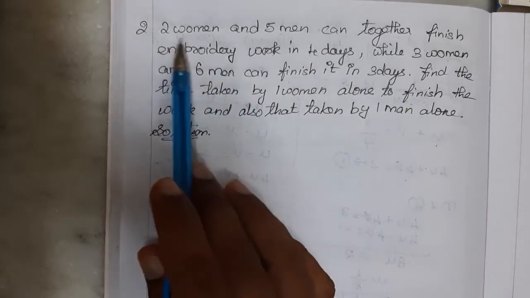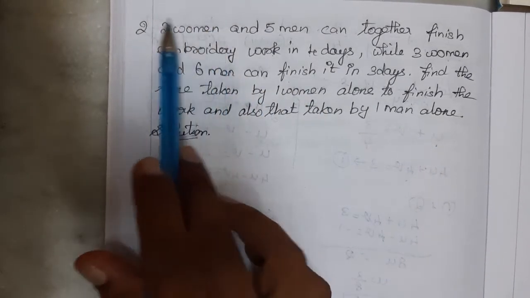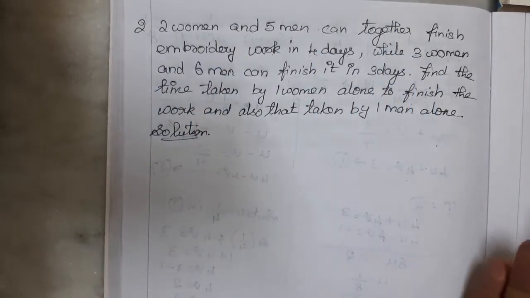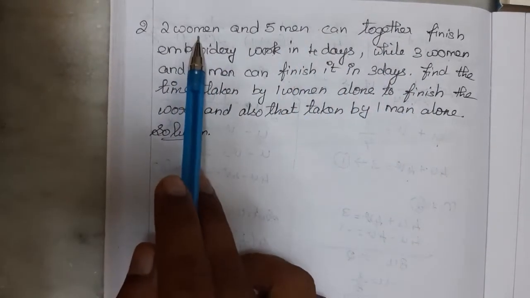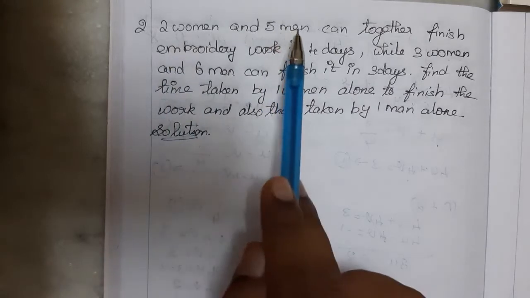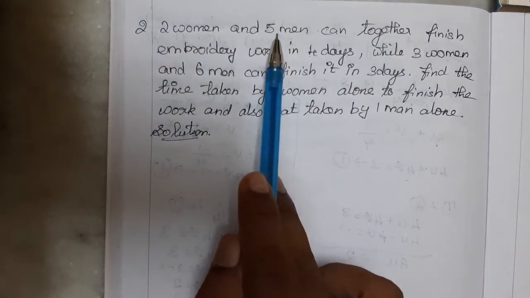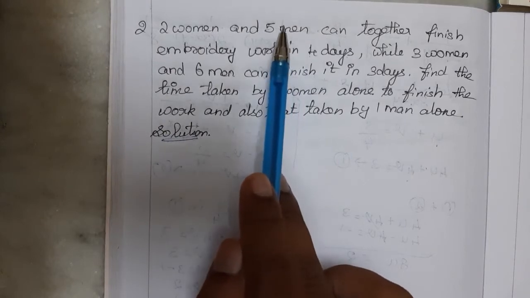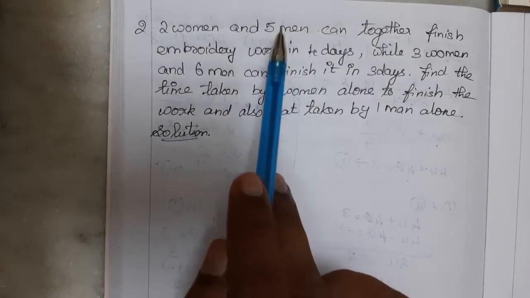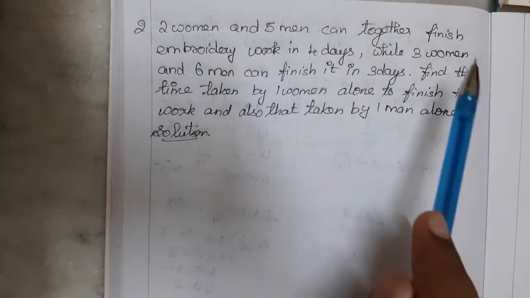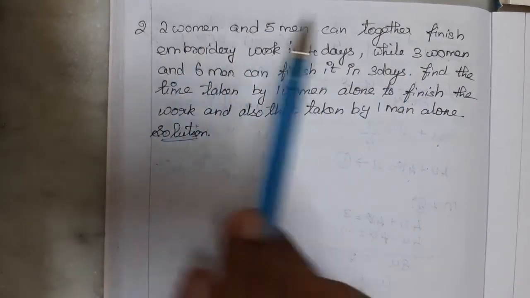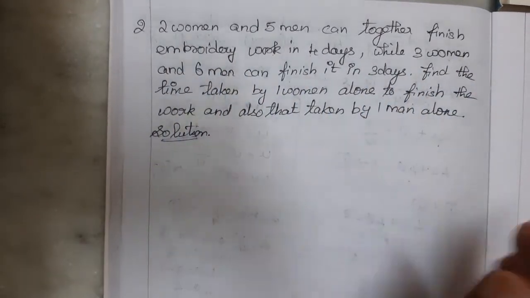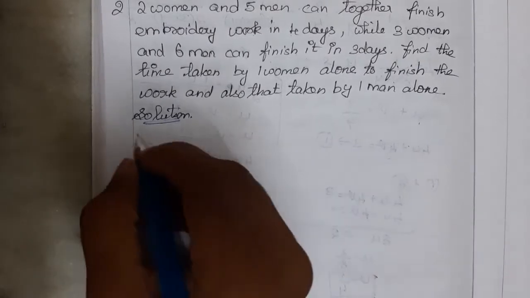So let me consider the woman can efficiently do the work in x days. So for 1 day, she will be doing 1 by x work. Consider the man can do the work in y days, and for 1 day he is able to complete 1 by yth part of the same work. Let's say her work is given as embroidery work. Understand? So I will write, then you can get clear.